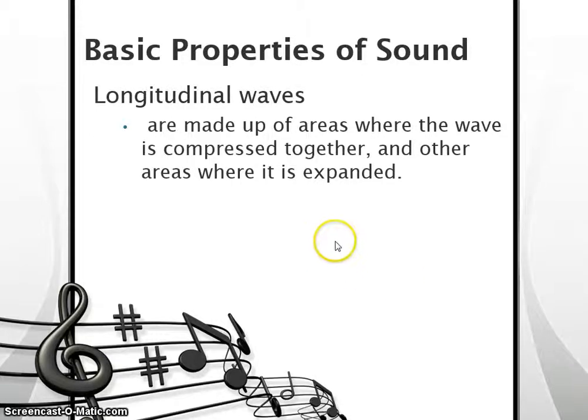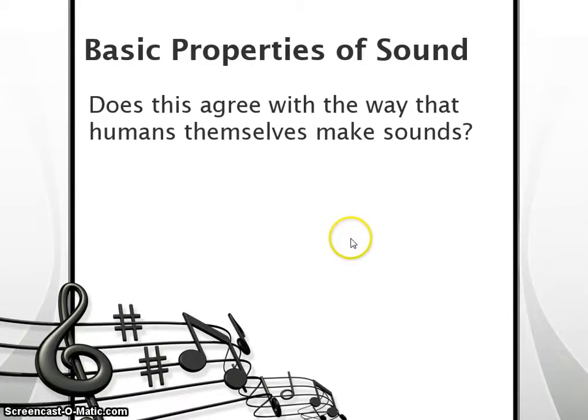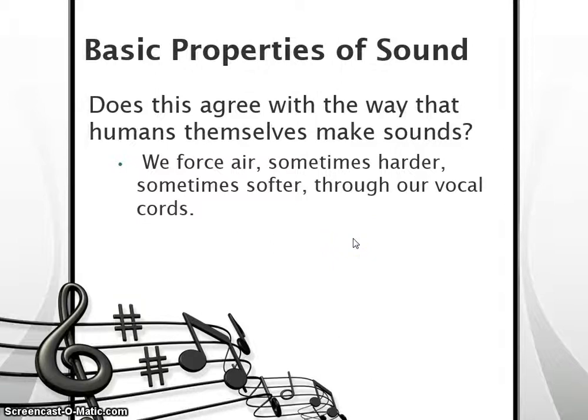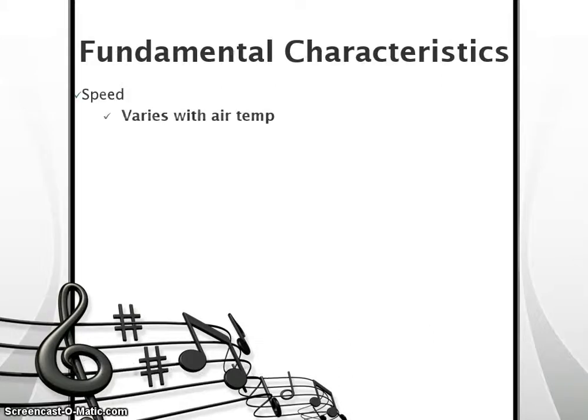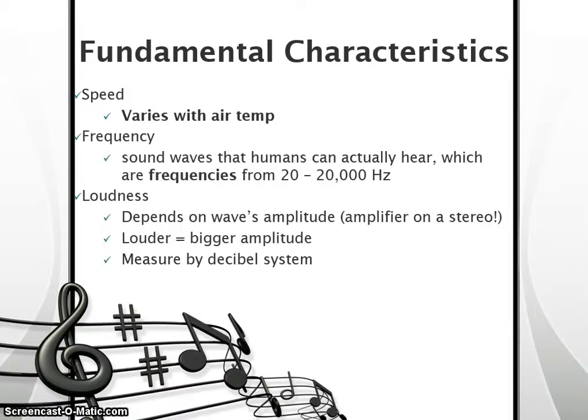But just like in the picture, there's compression and rarefaction. Does this agree with the way we make sounds? Well, yeah. We force air through our larynx. The vocal cords will kind of relax and contract depending on what kind of frequency we want to put out. In the process, we either squish the air or we allow the air to move more freely, making a longitudinal wave. Okay, here is where you start writing.